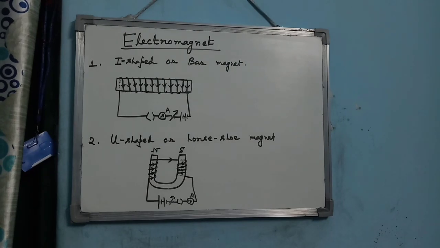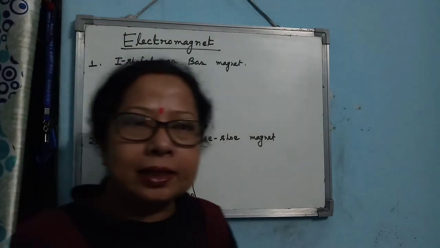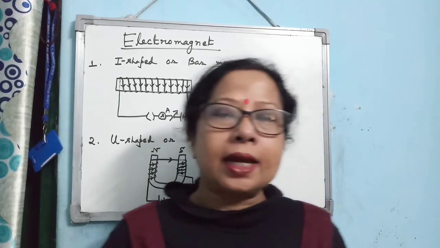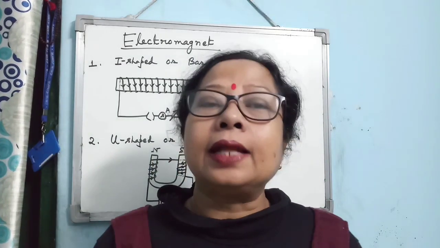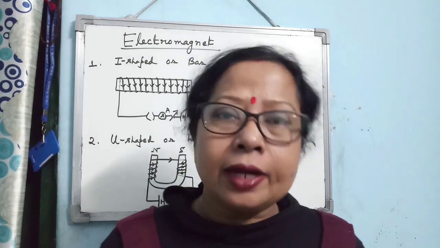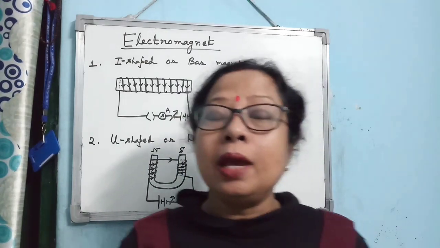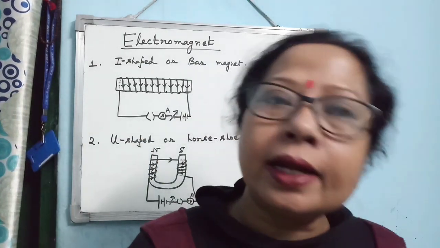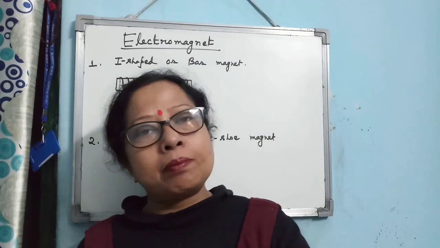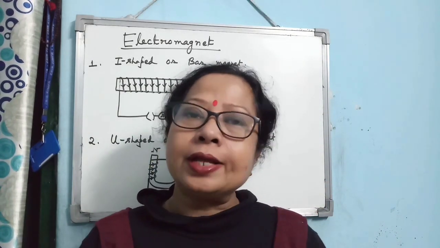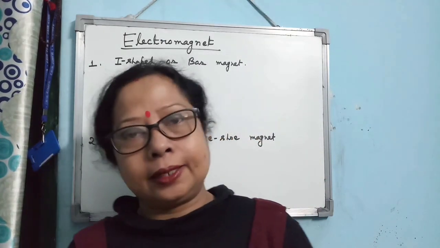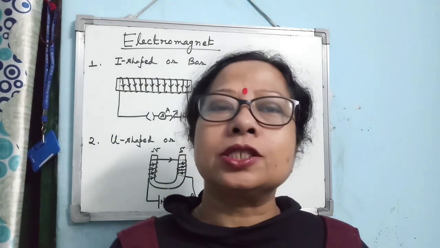Good morning, children. I have already discussed the magnetic field created by a solenoid. Today I shall discuss the next topic, that is electromagnet. But before that, I want to mention one thing. I told you that a solenoid behaves like a bar magnet, but there are certain similarities and differences between a solenoid and a bar magnet. So that point I shall discuss first today.